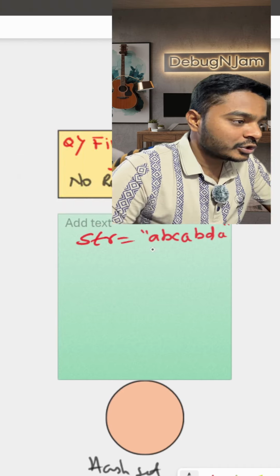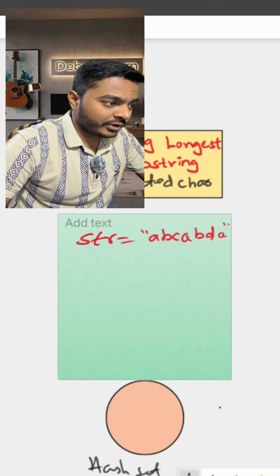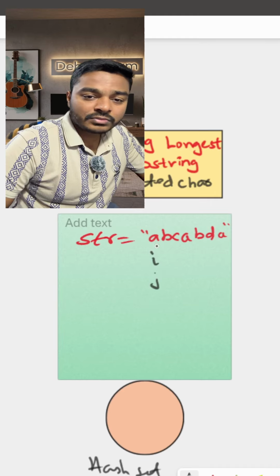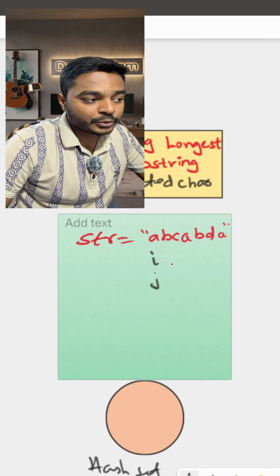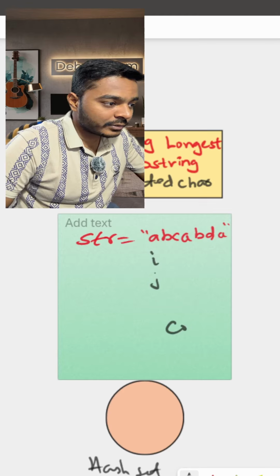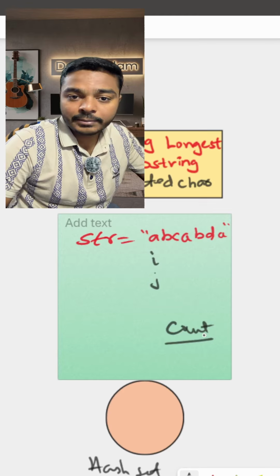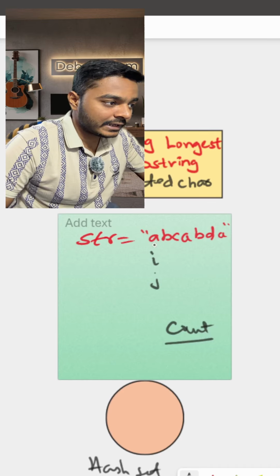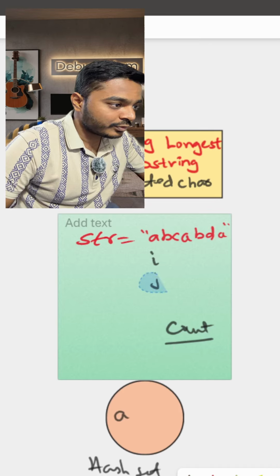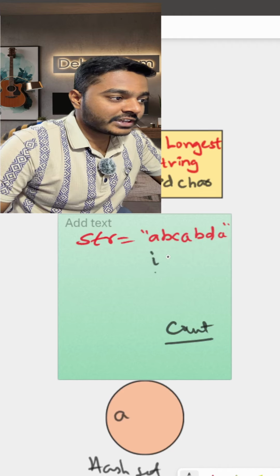I'll use two pointers, let's say i and j, at the same index. Every time I encounter a new element, I'll push that element to the hash set. I'll also keep a count variable that counts the length of the substring in my hash set. Let's say I picked A, and A comes here. Now j moves further, because j is the one I need to move. So right now j comes here.